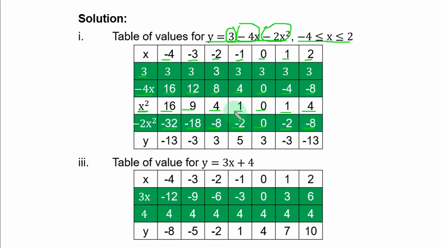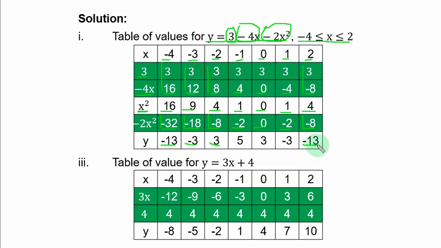So to get y value, we need this and this and this. The row in green, that is what you add. So 3 plus 16 minus 32, you have -13. Then 3 plus 12 minus 18, you have -3. 3 plus 8 minus 8, you have 3, and so on. The last value, you have 3 minus 8 minus 8, that is -13.